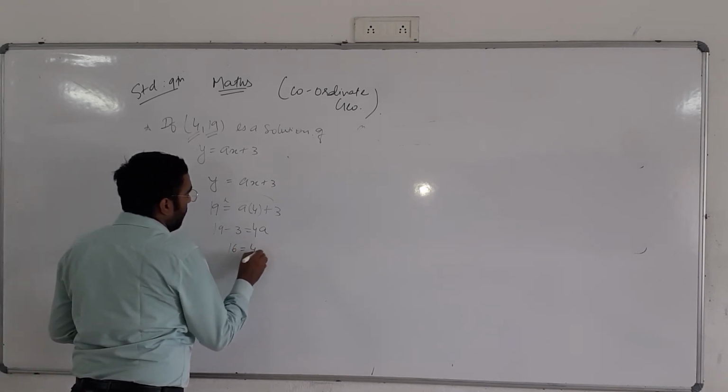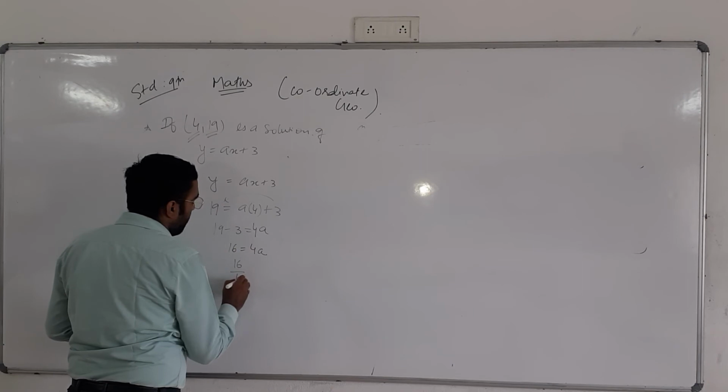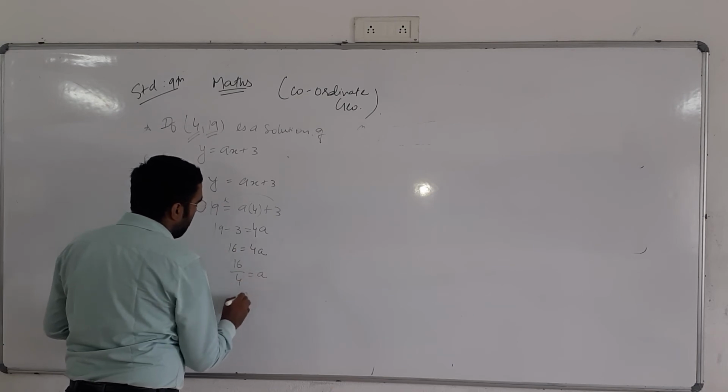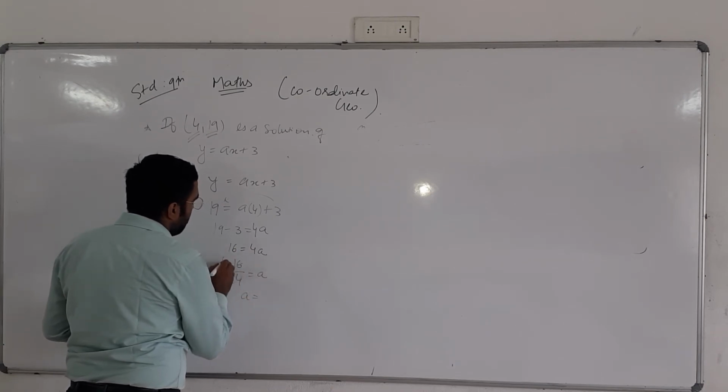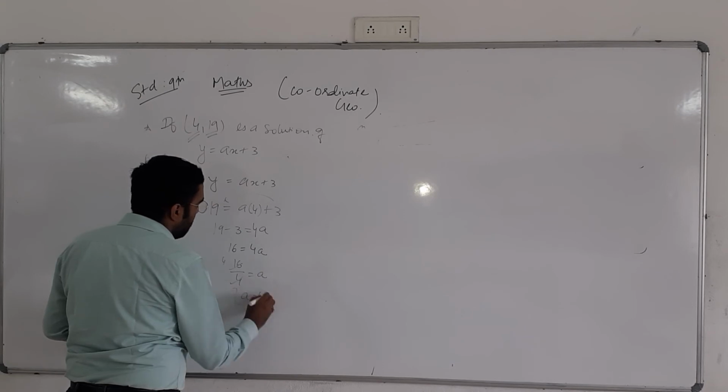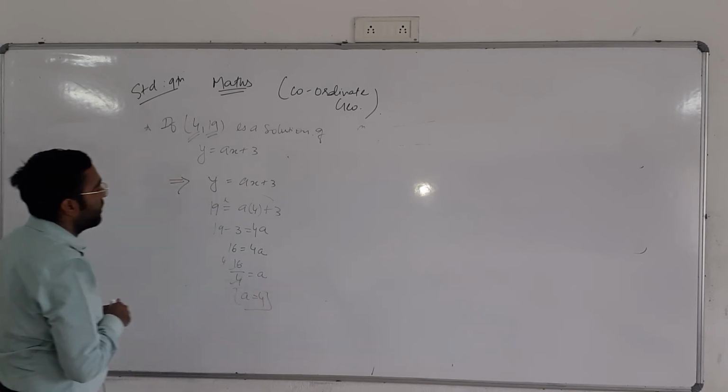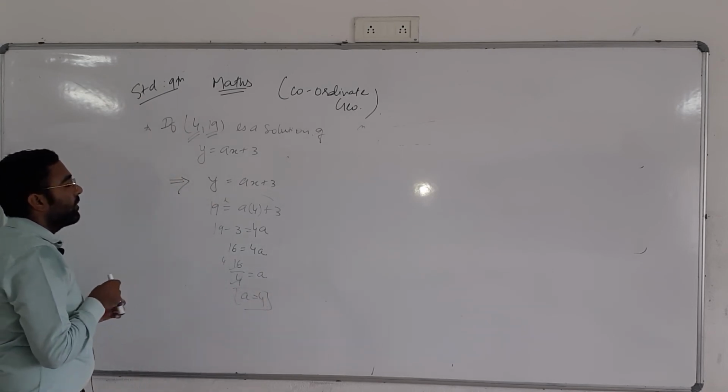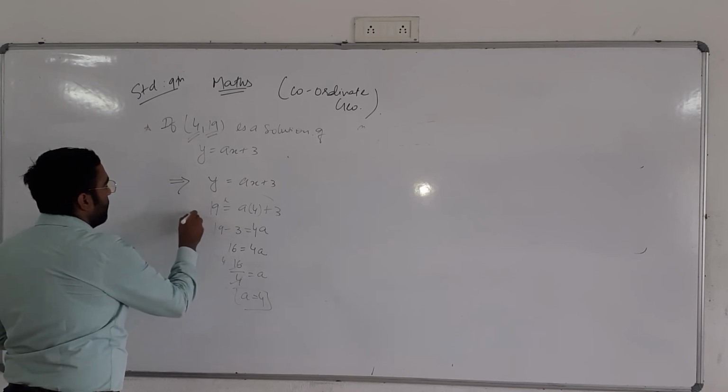16 equal to 4a, and 16 by 4 is a. Therefore the value of a is 16 divided by 4, that is 4. The value of a is 4.